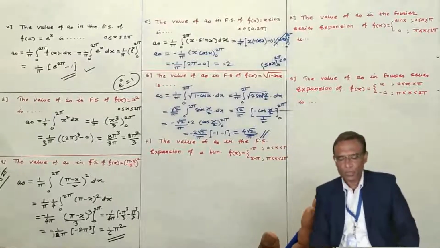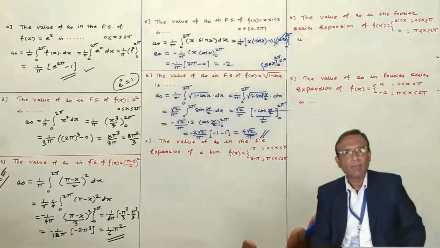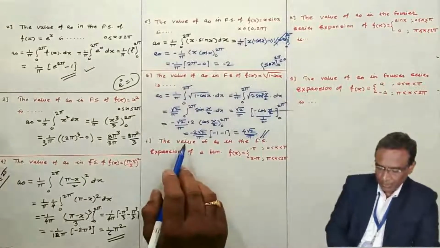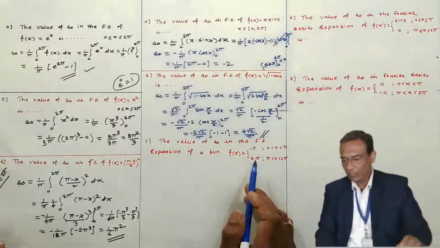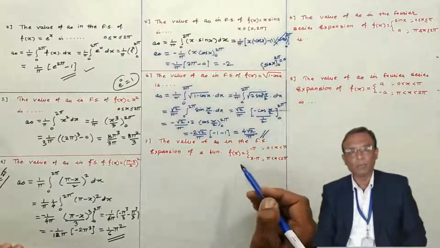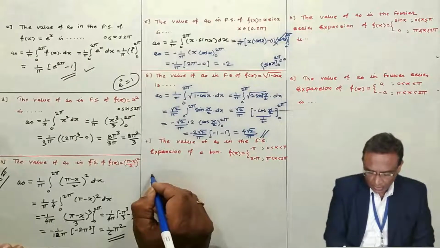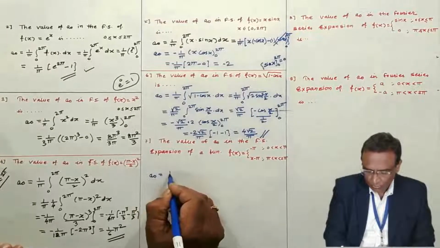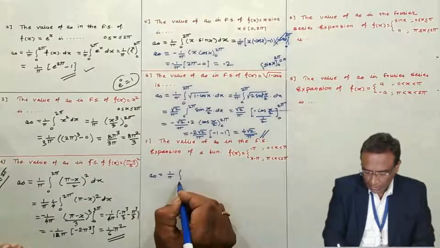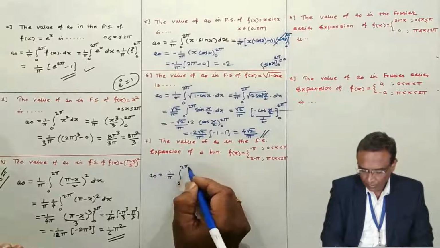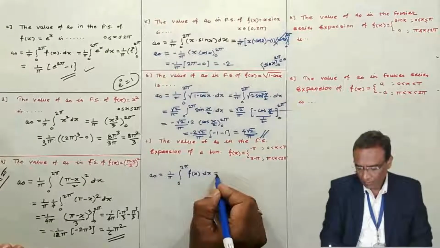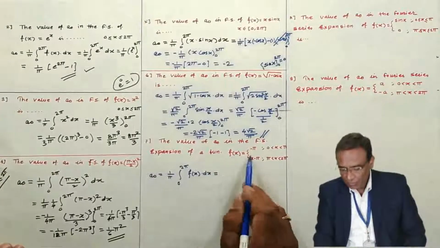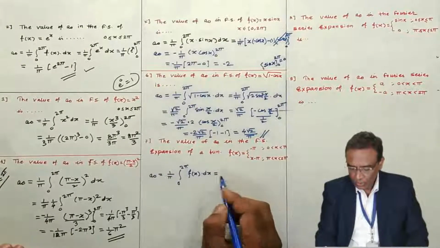In online examination, most probably the value of A0 will be asked. Okay. The value of A0 is for the Fourier series expansion of this function. The function is split into two subintervals. See, I am writing the formula for A0, 0 to 2 pi, integral of f(x). In this problem, function is split into two subintervals.